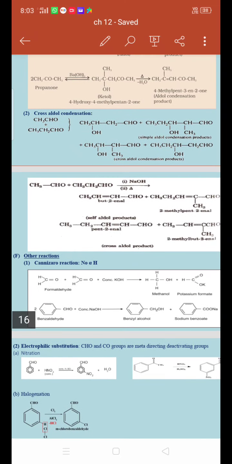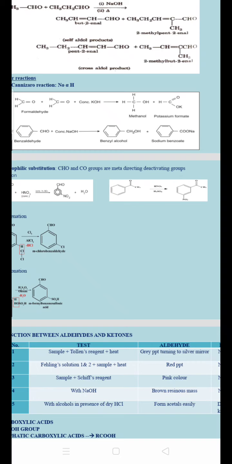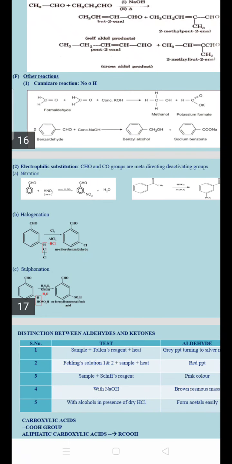So this is nothing but your aldol condensation reaction. In this we have seen self aldol condensation as well as cross aldol condensation. Let me tell you what the Cannizzaro reaction is. With this, the chemical reactions of aldehydes and ketones will be finished. So what is the Cannizzaro reaction? See, there are some aldehydes that don't have alpha hydrogen atoms. So what will they do? They will only do self-oxidation and reduction reactions when I heat them with concentrated alkalis, where one molecule of aldehyde is reduced to alcohol while the other is oxidized to a carboxylic acid salt.